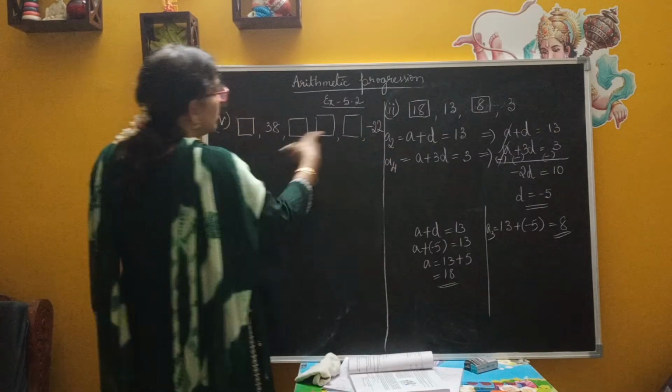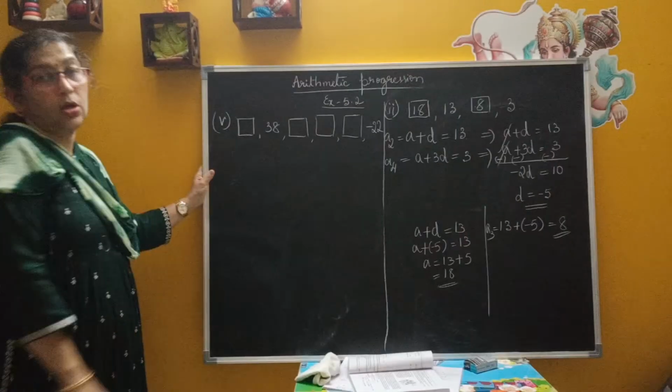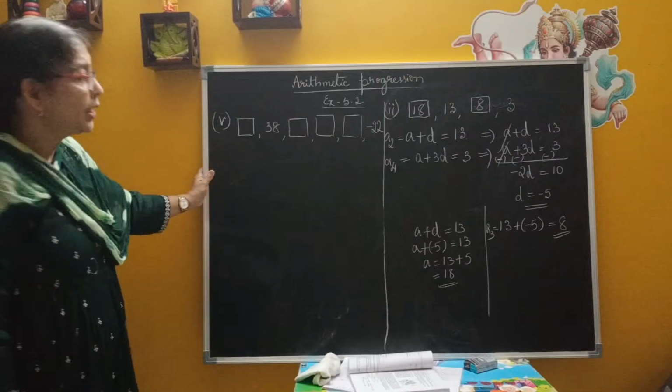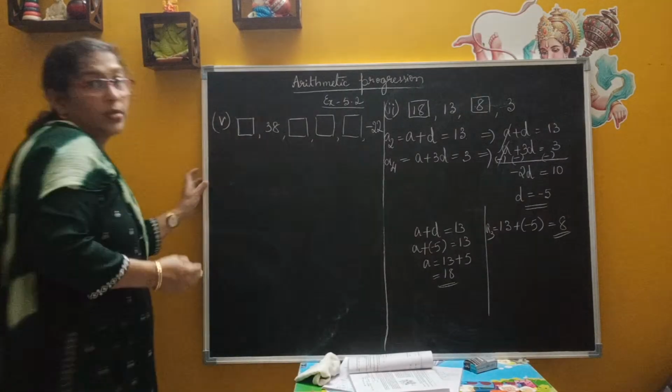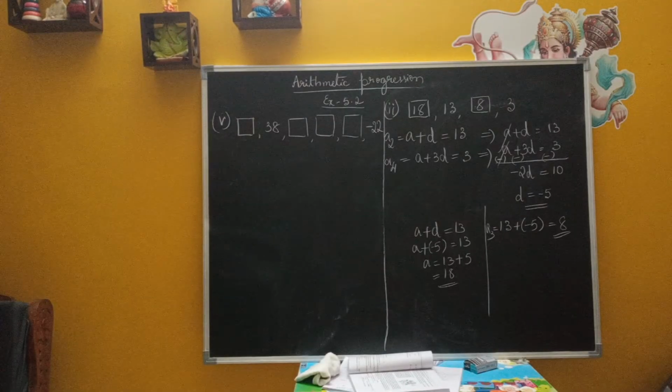What do you observe? It is in decreasing order. So D value must be negative. Okay, so which terms are given? Second term is given. Second term is A plus D.